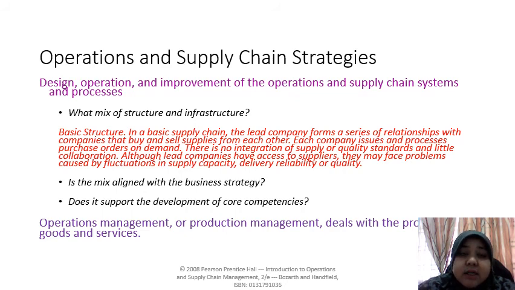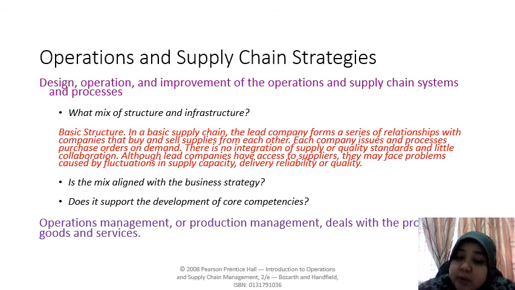Basic structure, in a basic supply chain, the lead company forms a series of relationships with companies that buy and sell supplies from each other. Contohnya kita ni kedai runcit. Kita mesti ada supplier kita. Supplier telur dia siapa? Supplier ais siapa? Supplier barang makanan tin siapa? Supplier susu siapa? So each of these people kita kena keep a good relationship with. Sebab mereka akan keep supplying. But then again, kita pun juga kena tengok who are the new potential suppliers. So that is supply chain strategies.